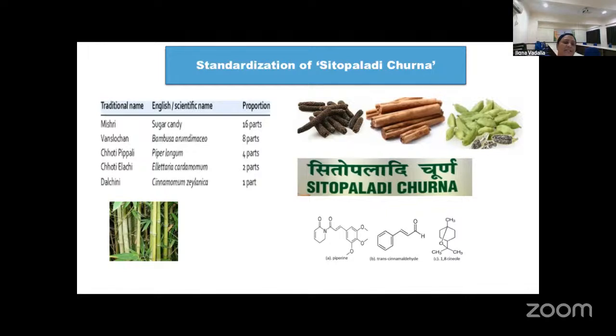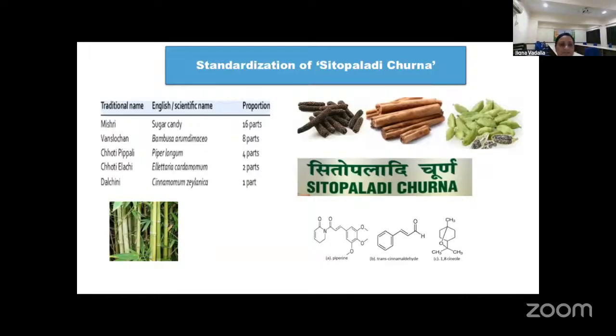So the next example is the standardization of Sitopaladi Churna. This standardization we had done in our lab. This is a project of our MPharm students. So they have done the standardization of Sitopaladi Churna. Sitopaladi Churna contains mainly 4 ingredients. The main ingredient is Vanslochan, then Pipli, Ilaichi and Dalchini.